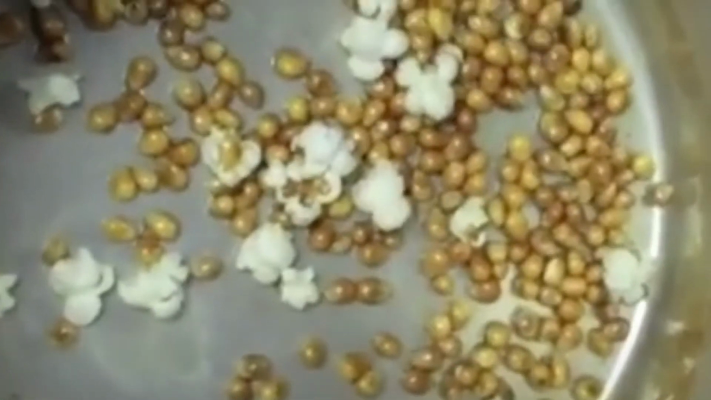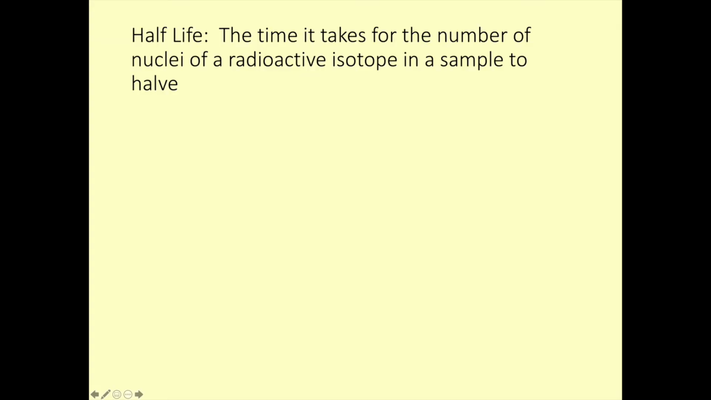In this video we've got some popcorn that's being cooked, and here we've got lots of kernels. However, you cannot tell which kernel is going to pop next. There's a likelihood that one will, however you couldn't say exactly which one will be next. Half-life is the time it takes for the number of nuclei of a radioactive isotope in a sample to halve.